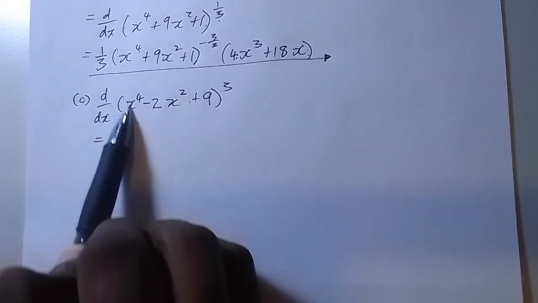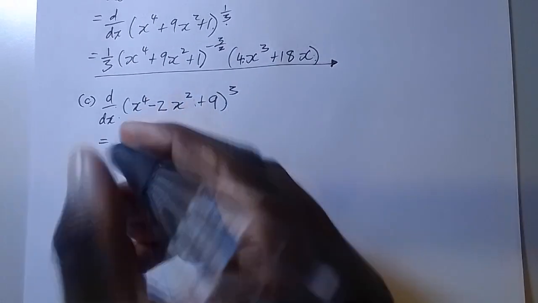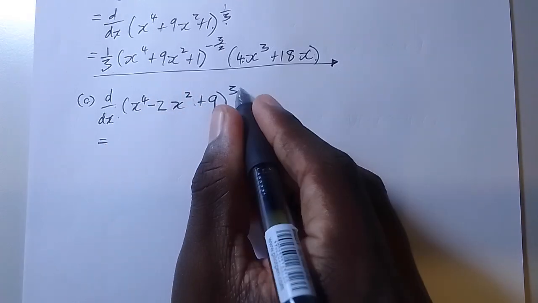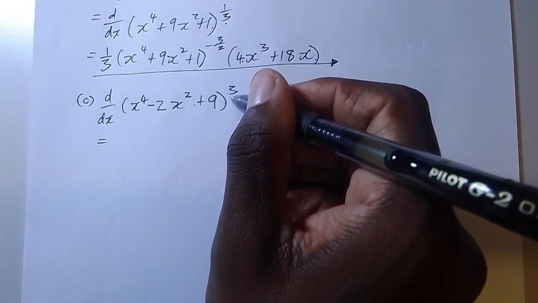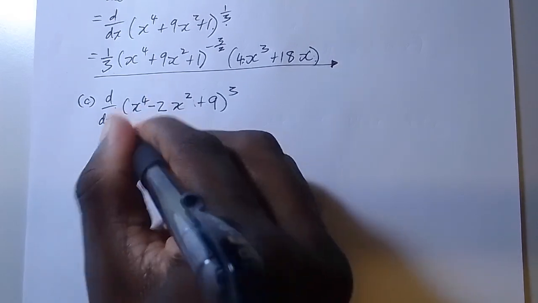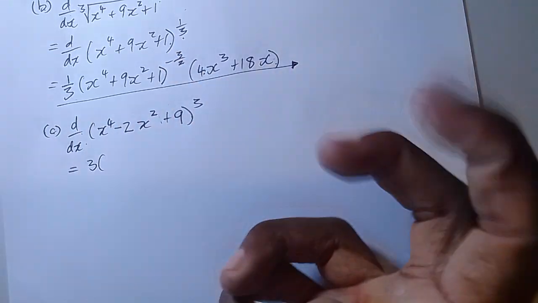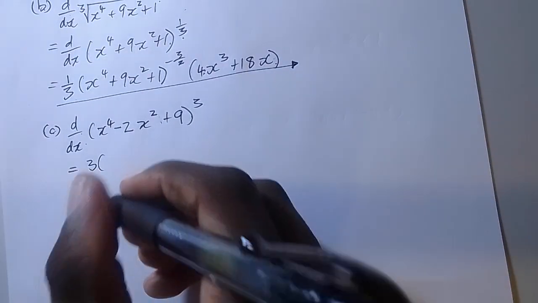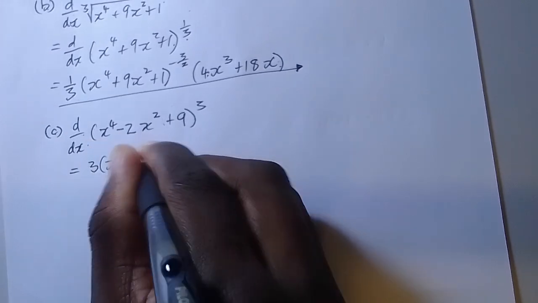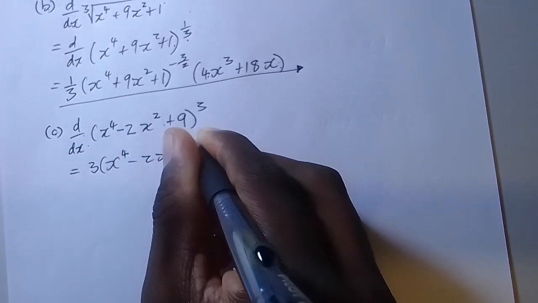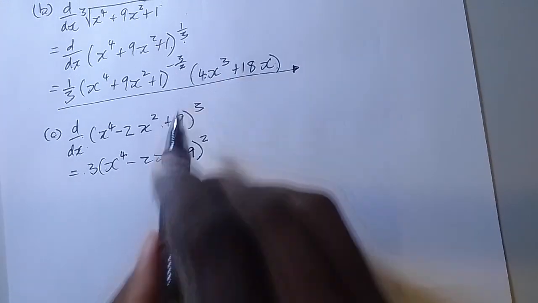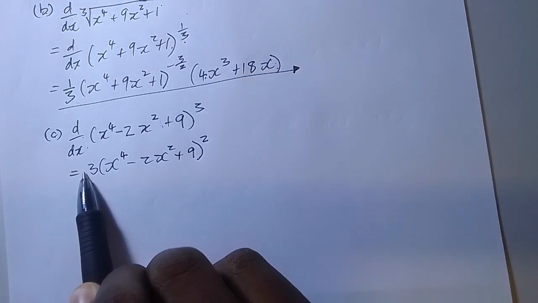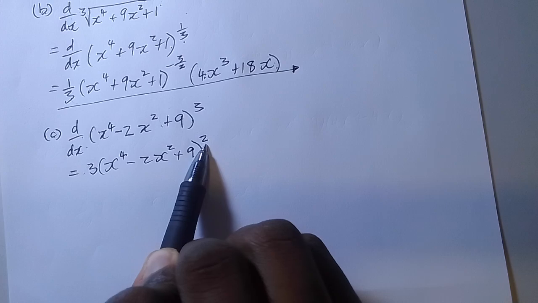The outside function is something cubed. So for the derivative of something cubed, we use the power rule. Since the power is a constant, we say 3 multiplied by all of this thing, x to the fourth minus 2x squared plus 9. Then the exponent will decrease from 3 to 2 because we're subtracting 1. Right, that's the power rule. You say 3, you multiply it with the front part, and then you subtract 1 from the exponent.